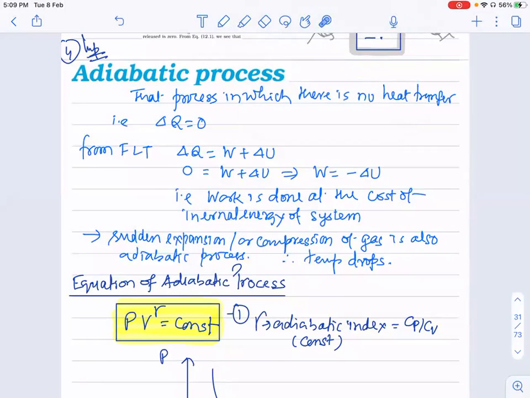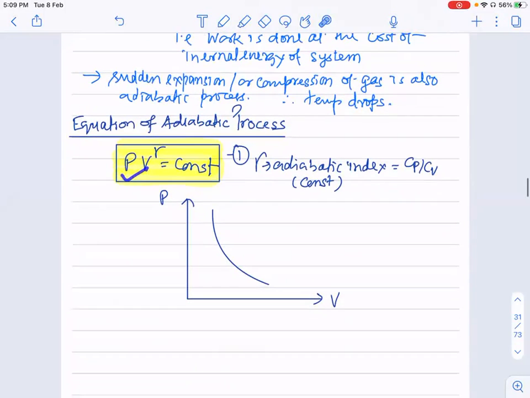The equation of adiabatic process is given by PV to the power gamma is equal to constant. Derivation is not in our course. Here P is the absolute pressure, V is the volume, and gamma is the adiabatic index, which is the ratio of Cp and Cv, which will also be constant.